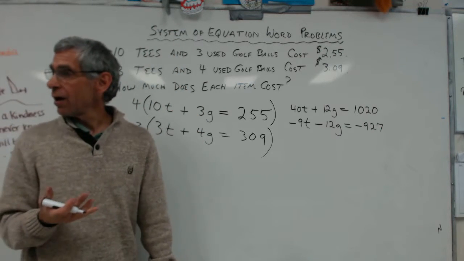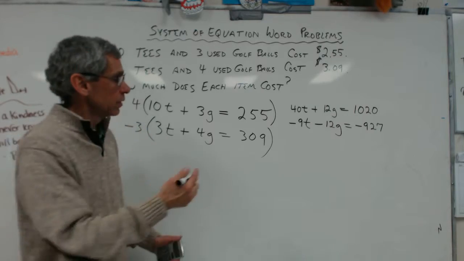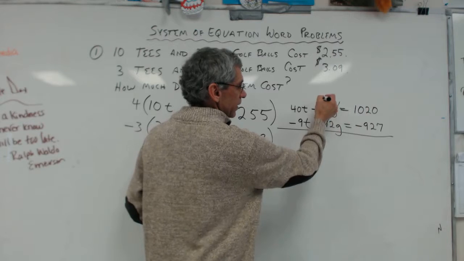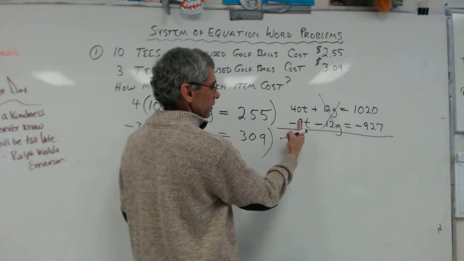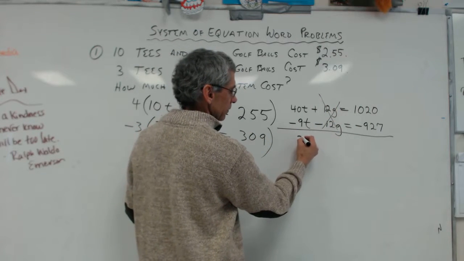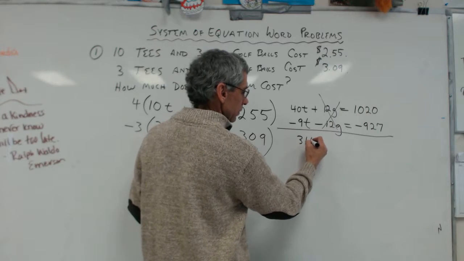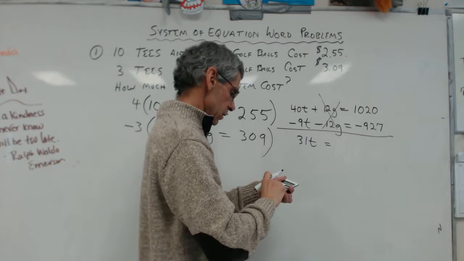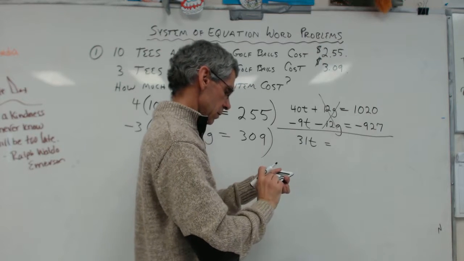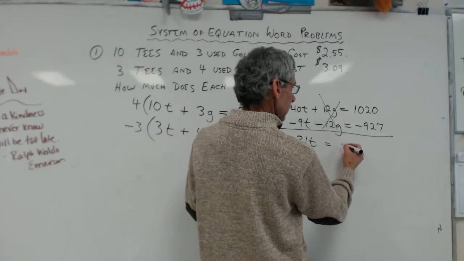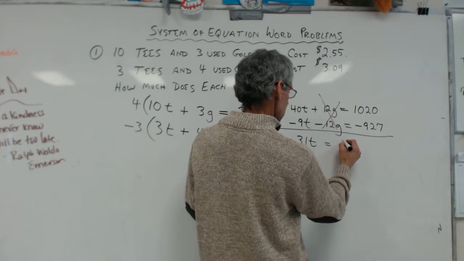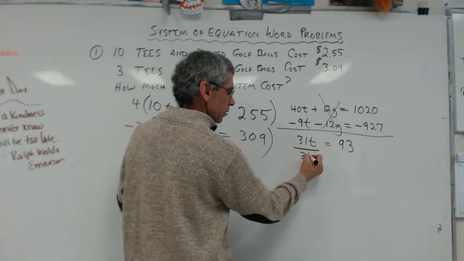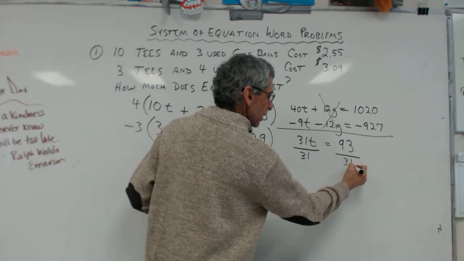All right, so now that I've done that multiplying out, I can add my two equations together. My g's cross out, right? And so I just have 31t is equal to 1,020 minus 927, which equals 93. Divide by 31.